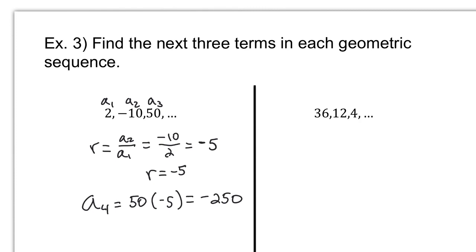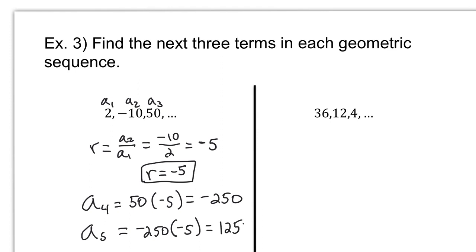Now I need to multiply again. So my next term, a sub 5, which is the fifth term, I'm going to take negative 250 and multiply by the common ratio. Common ratio is negative 5. So I multiply by negative 5, and that's going to equal positive 1,250. So we got two terms. We got the fourth term and we have the fifth term.